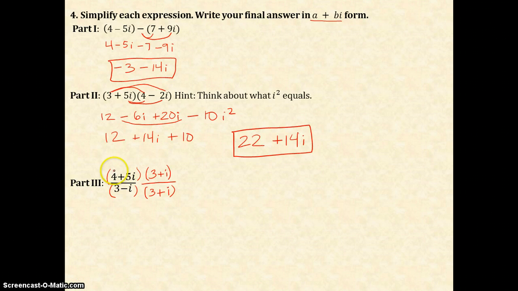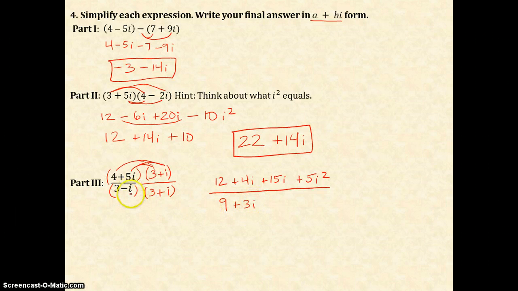Alright, so on the top, 4 times 3 is 12. 4 times i is plus 4i. 5i times 3 is plus 15i. And then 5i times i is plus 5i squared. On the bottom, 3 times 3 is 9. 3 times i is plus 3i. Negative i times 3 is minus 3i. Negative i times i is minus i squared. Now both of these i squareds are turned into negative 1s, so this is going to be minus 5, and then minus negative 1 is plus 1.